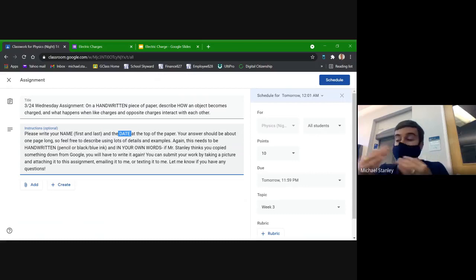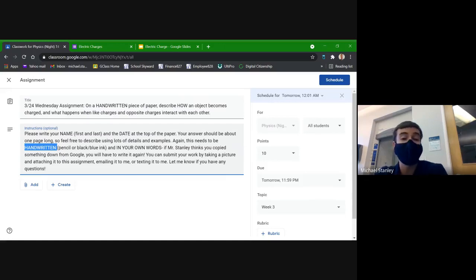If you could get it to be about a page long, that would be perfect. I know sometimes you run out of steam or run out of ideas at that point, but feel free to use any way that you want to describe or provide details or examples of these charges and how things become charged. If you can't quite get to one full page, that's okay. But the more that you're able to write, the better that we'll be able to take a look at your work. Again, handwritten, pencil, pen, whatever works for you.